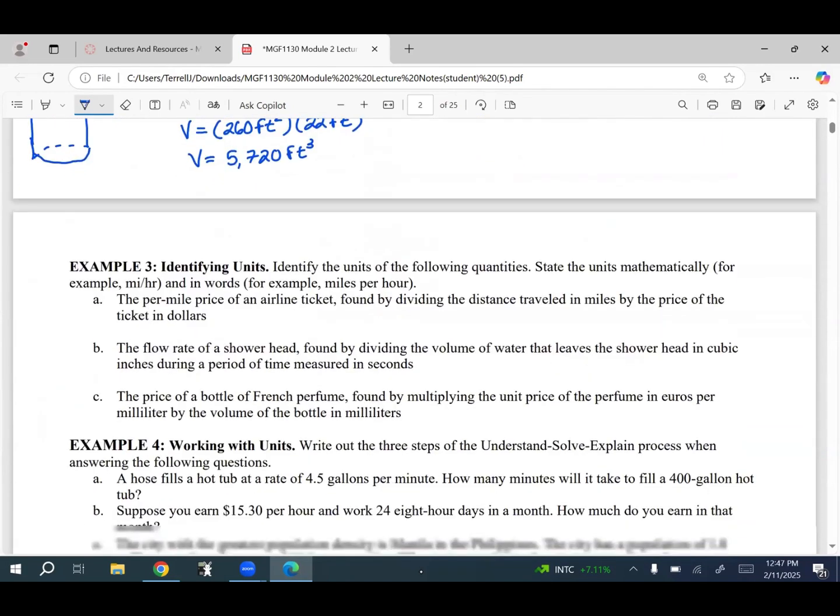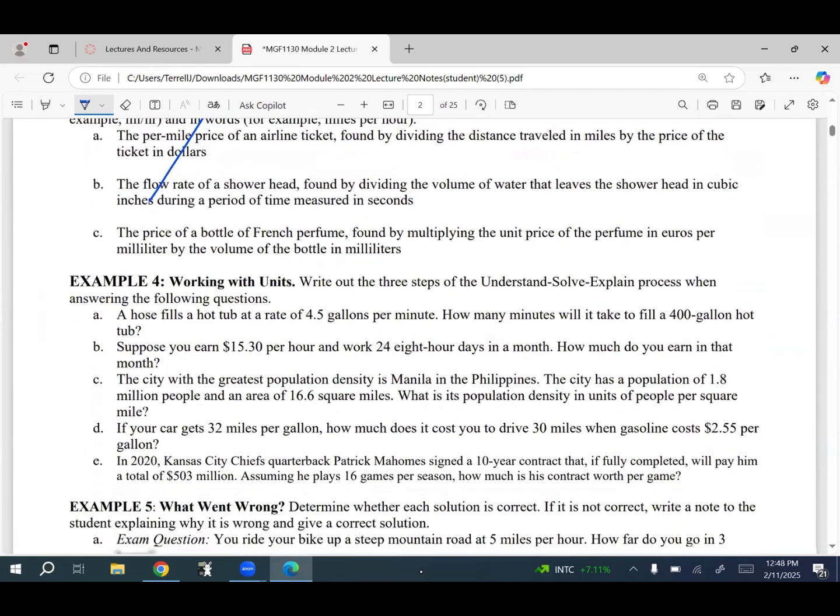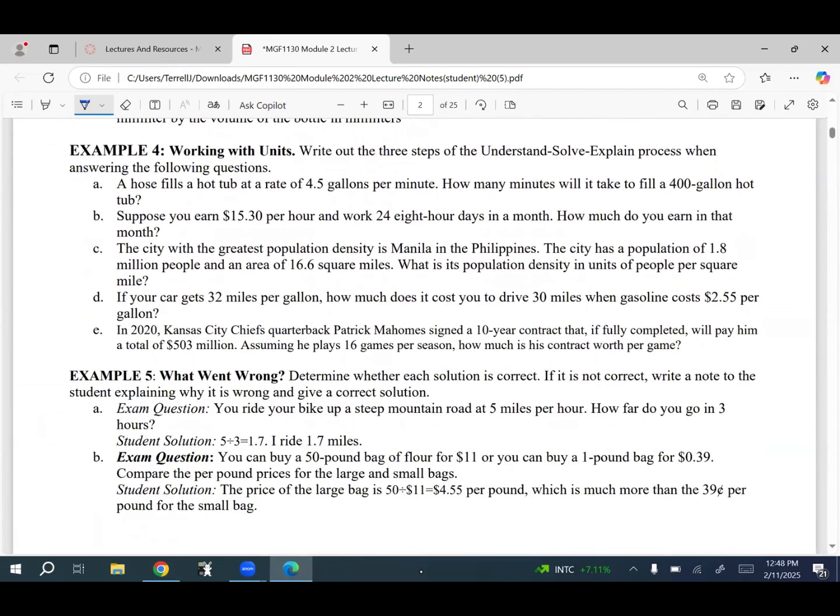Then I'm going to skip example 3. You don't have to worry about that. I want to look at example 4, and let's do a few of example 4. So it says we want to write out the 3 steps and answer the following questions. I'm not going to make you write out the 3 steps. I'm just going to show you how to answer it. So it says a hose fills a hot tub at a rate of 4.5 gallons per minute. How many minutes will it take to fill a 400-gallon hot tub?